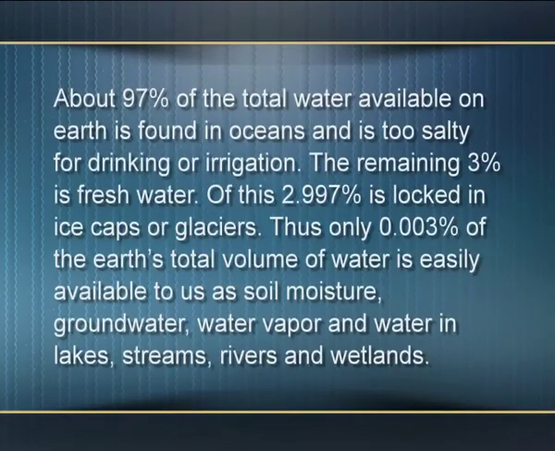Although 71% of the Earth's surface is covered by water, only a tiny fraction of this water is available to us as fresh water. About 97% of the total water available on Earth is found in oceans and is too salty for drinking or irrigation. The remaining 3% is fresh water. Of this, 2.997% is locked in ice caps or glaciers. Thus, only 0.003% of the Earth's total volume of water is easily available to us as soil moisture, groundwater, water vapor, and water in lakes, streams, rivers, and wetlands.